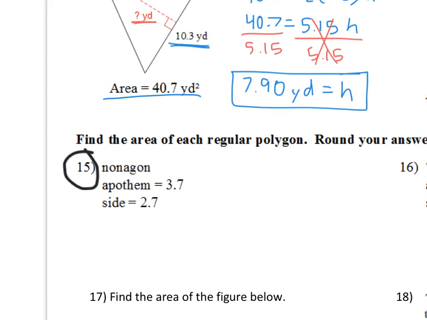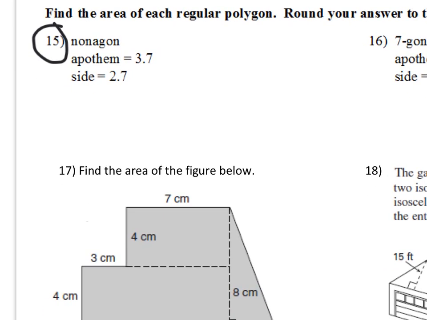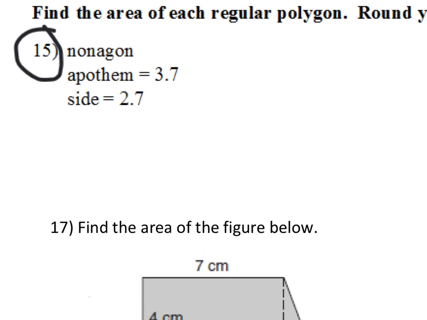All right, now we want to find the area of the regular polygon again, but this time they just give it to us in words. So a nonagon. That means we have 9 sides. And we know that each side is 2.7 long. So 2.7 times 9 means that the perimeter is 24.3. Again, that's our perimeter. Each side is 2.7, and there are 9 sides. So 2.7 times 9 gives you 24.3.